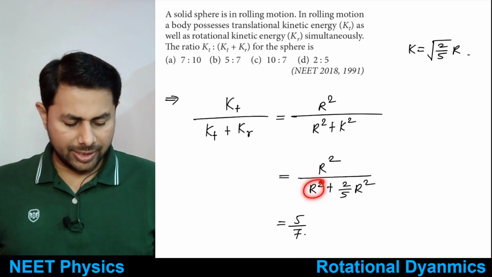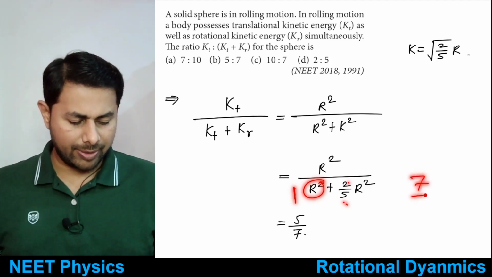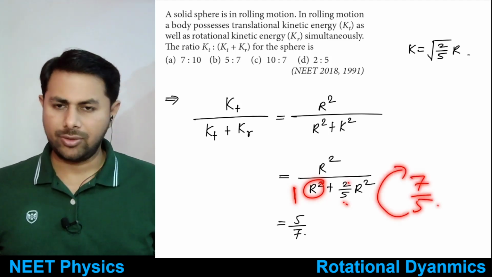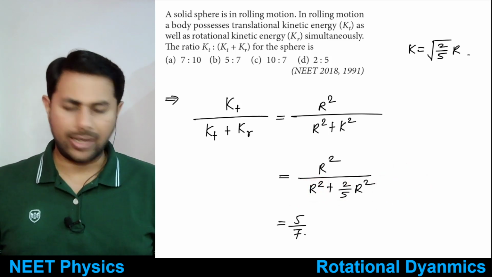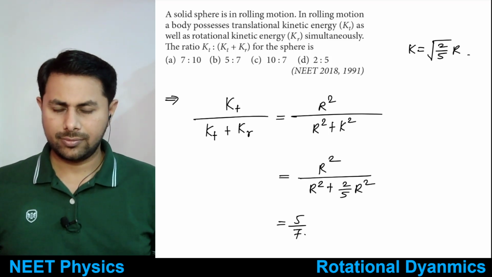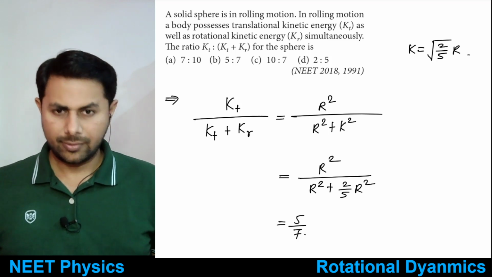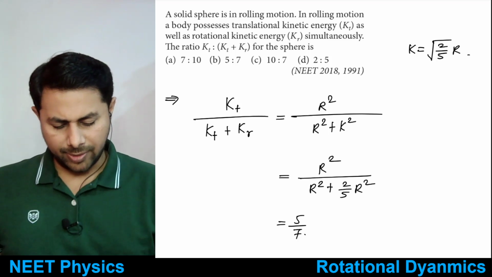Okay, make the denominator the same here. So this is 1, this is 2 by 5. 1 plus 2 by 5 is 7 by 5. Move 5 to the numerator. So it is 5 is to 7, right? R square will get cancelled out. Okay, so that's very simple.